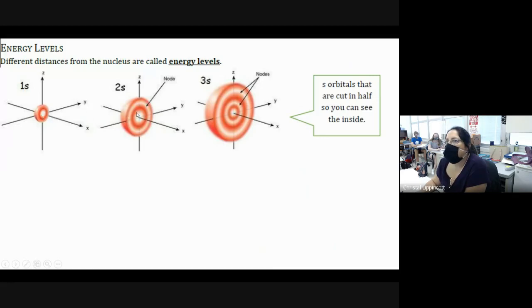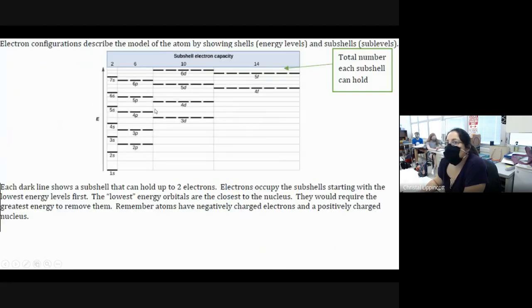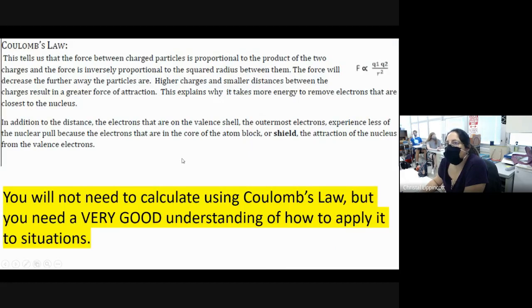Our s orbitals then can fit where we have these different levels. You can see where they get cut away here. And then for each orbital, there's a possible number of electrons. For the first energy level, there's only 2. For the second energy level, there's a total of 8. For the third, 18, and for the fourth, 32. This looks complicated, but if you use the periodic table instead of a complicated chart like this that I had to use when I was in chemistry, then it becomes much easier to determine your electron configuration.